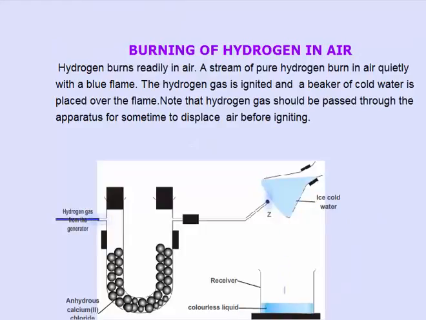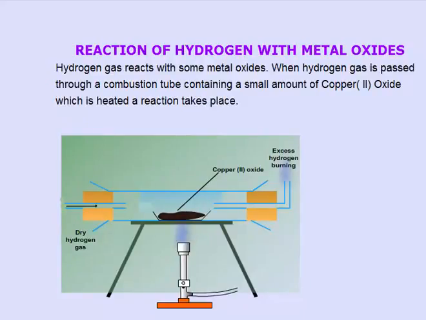Hydrogen generated from the reaction of zinc granules and dilute sulfuric acid is passed through a U-tube containing anhydrous calcium chloride. The gas produced is ignited and a beaker containing cold water is placed over the flame. Hydrogen reacts with some metal oxides.